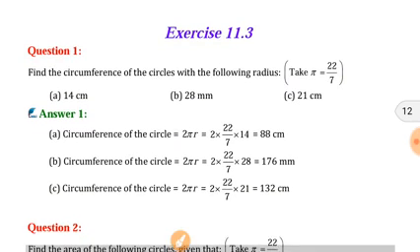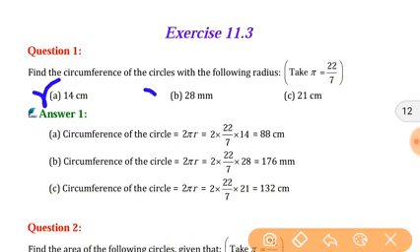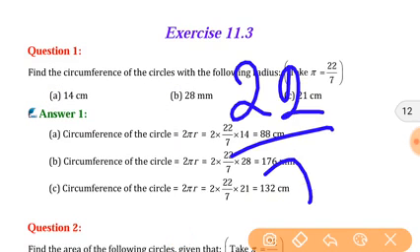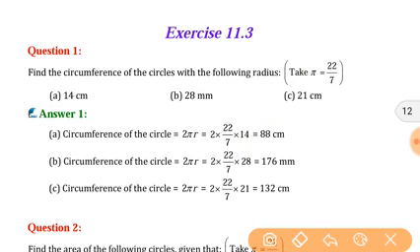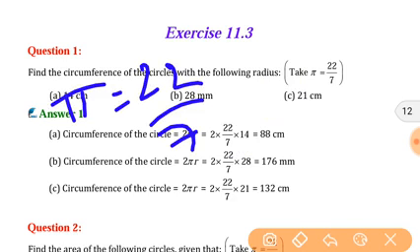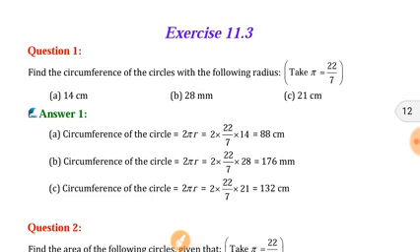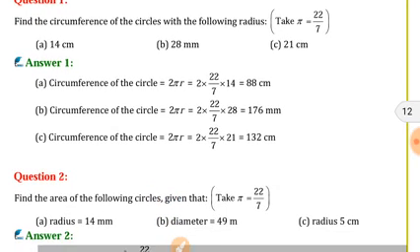Here the radius is given, so r is given. The value of pi is 22 by 7. It is a standard notation, so we have to use pi as 22 by 7 if they mention it. If they do not mention it, you can use pi as 22 by 7, or sometimes 3.14 is given. So if the value of pi is given, you have to substitute the same value.